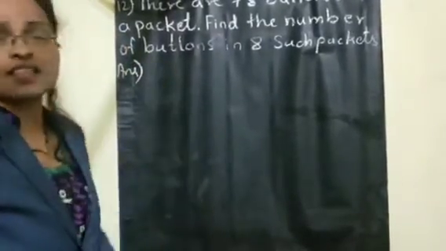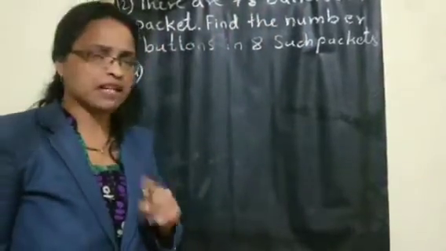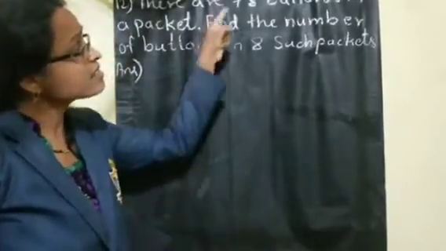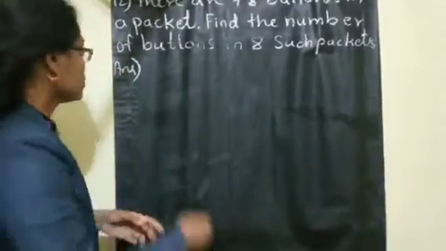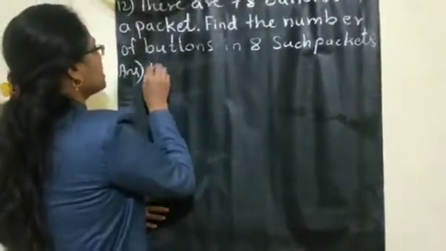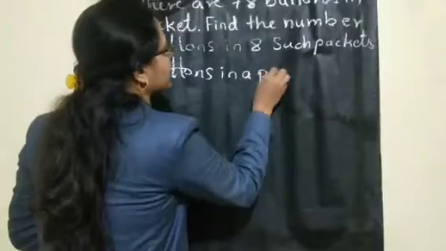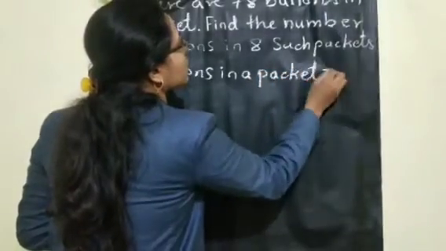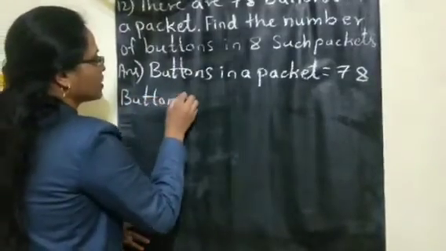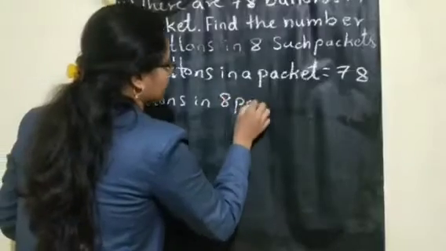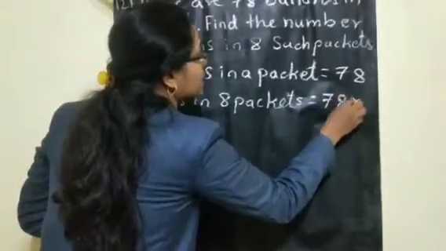Now, here is our next example, children. There are 78 buttons in a packet. In a packet means in one packet. How many buttons are there? 78. Find the number of buttons in 8 such packets. So, let us write the given part. Buttons in a packet is equal to 78. Buttons in 8 packets is equal to 78 multiplied by 8.